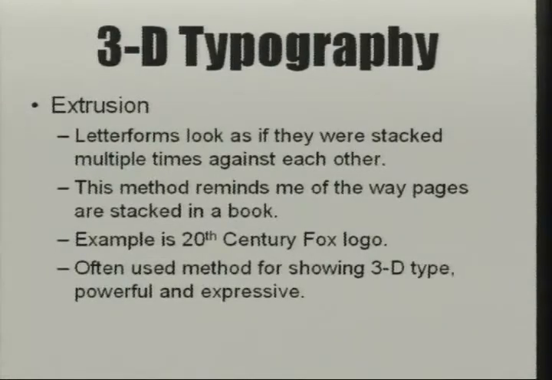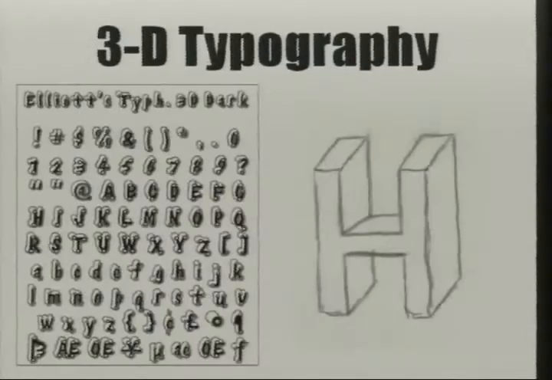Extrusion: letter forms look as if they are stacked on top of each other, sort of the way pages are stacked in a book. 20th Century Fox, his logo. If you ever watch that animation, how it starts and then it goes around, you can see that the type itself sort of stretches out. It's the most often used method for showing 3D type. It's powerful and expressive, but rather predictable, something that people use to gain people's attention. But there are other ways to go about it.